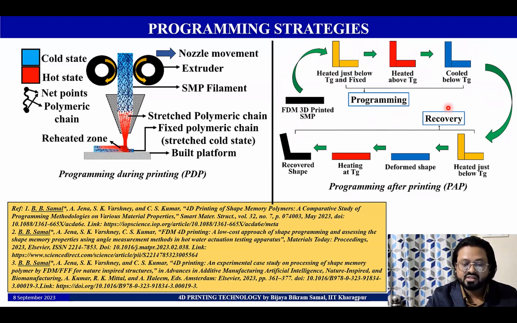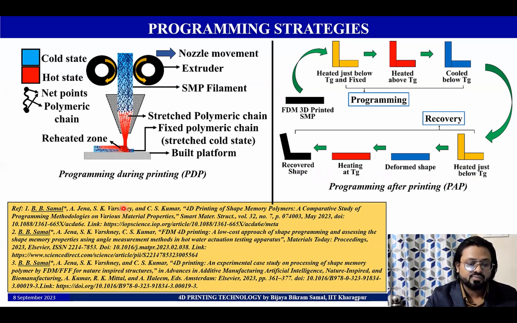Then we can go for the recovery. In the recovery step, we simply take the deformed shape, and whenever we heat it above the glass transition temperature of the polymer, it can recover its shape. But this post processing is a separate step and also requires effort and money, so we can do it using programming during printing.